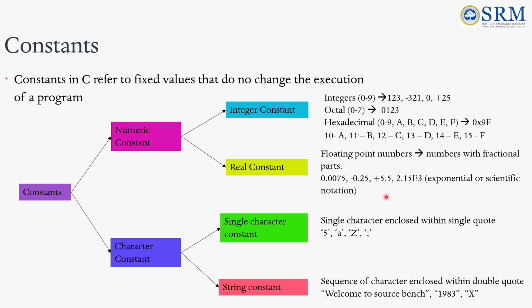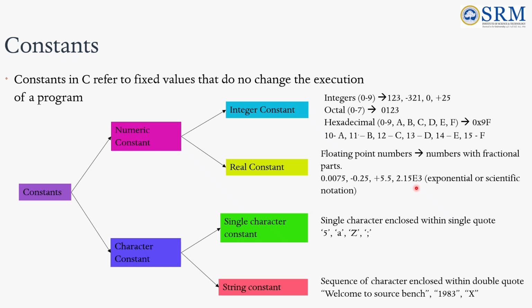These floating point numbers include both negative as well as positive values. The numbers can also be represented using scientific notation. The example here is 2.15 E3. This number is in scientific notation, which is also called exponential notation.